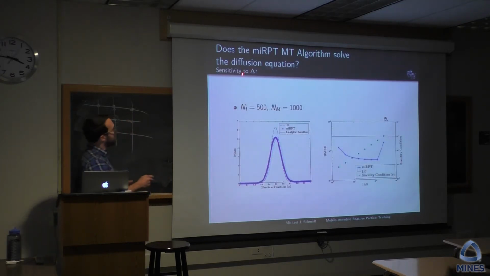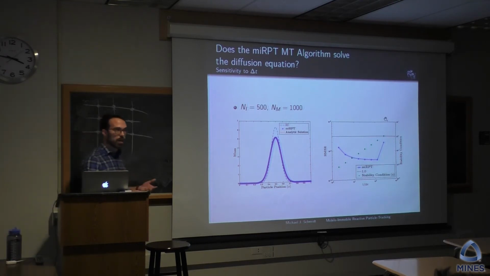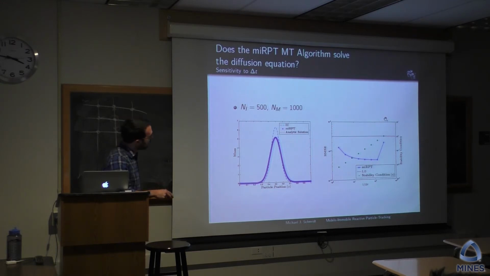So, we check out its sensitivity to the time discretization parameter first, delta t, where the dotted line here is our initial condition. The analytic solution is that red, which you probably can't see at all unless you're in the front row. But my mobile particle tracking algorithm fits the analytic solution quite quickly. It's underneath there, or on top of it rather.